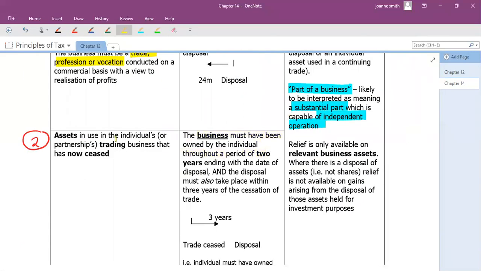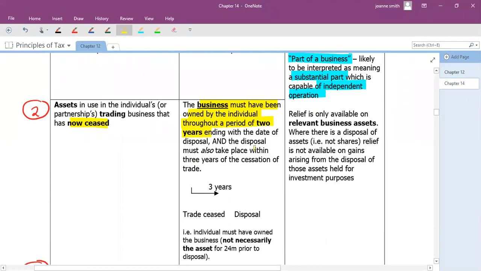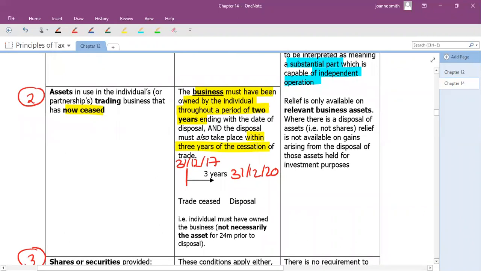Any assets that you might sell as part of your cessation. So the business, again, must be owned for at least 2 years before the disposal takes place. And the disposal must take place within 3 years of cessation. So whatever date that I decide to cease trading, let's say I cease trading on the 31st of December 17, I've got 3 years until the 31st of December 20 to get rid of those assets. And the reason we do this is because it might take quite a while to get rid of a business's assets when you close down, like your buildings and your land, might be sitting around for a while to make the disposal.